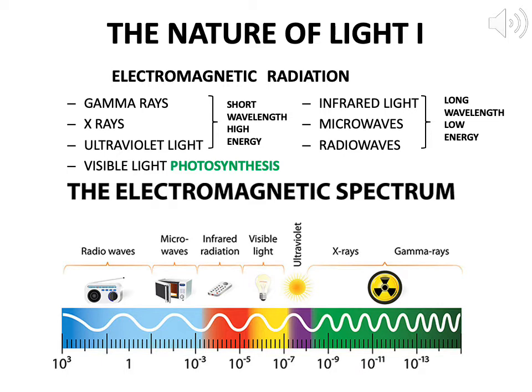So I need you to make sure you are aware of the different components of the electromagnetic spectrum, what constitutes long wavelength, low energy radiation on one end of the spectrum, and what constitutes short wavelength, high energy radiation on the other side of the spectrum. Might want to know radio waves, microwaves, infrared radiation, visible light, ultraviolet light, X-rays, and gamma rays in that order, and then smack dab in the middle, visible light, which is our source of radiant energy for photosynthesis.